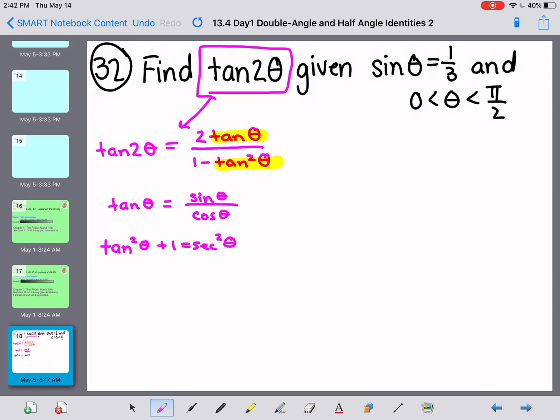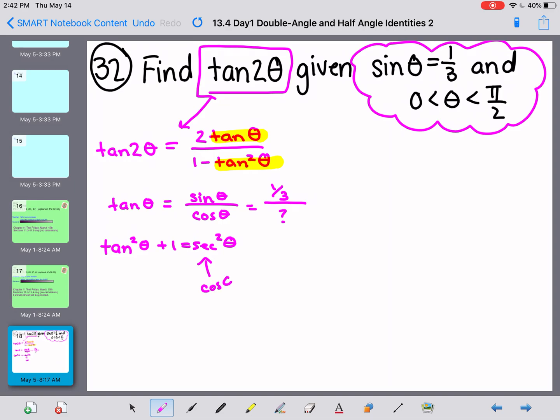So let me look at my given information over here and see which one I might want to do. So I have sine of theta, right? So I know that I could do 1/3 here, but I still need cosine theta on the bottom. If I try to do the formula tangent squared theta plus 1 equals secant squared theta, I would need to know what cosine theta is first in order to use that formula. So either way, I need to figure out what cosine of theta is. I'm going to choose to use sine over cosine instead of the Pythagorean identity, but you could do the Pythagorean identity.